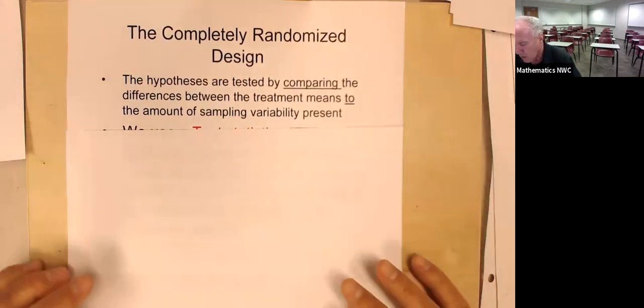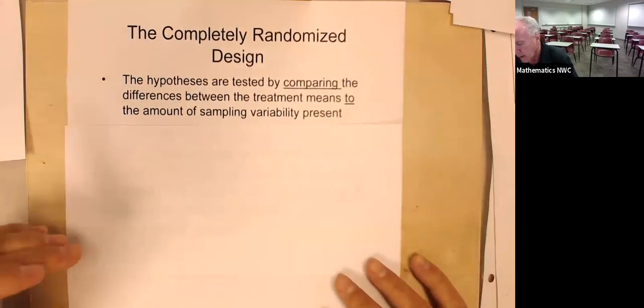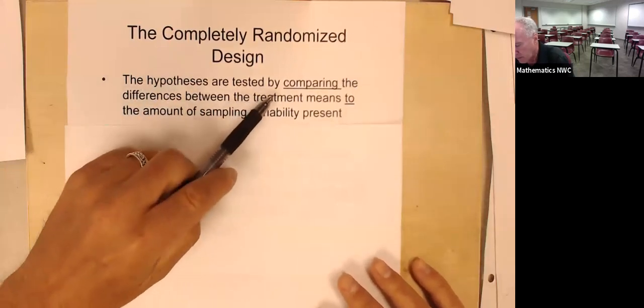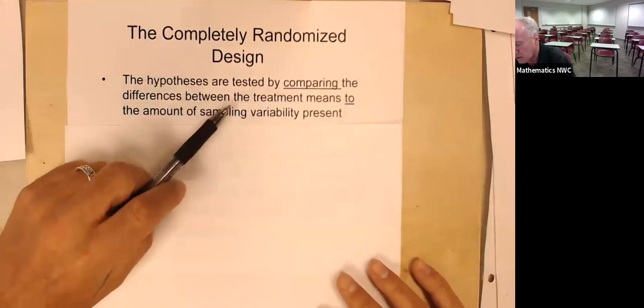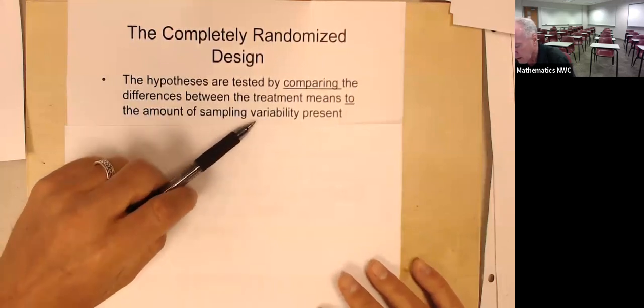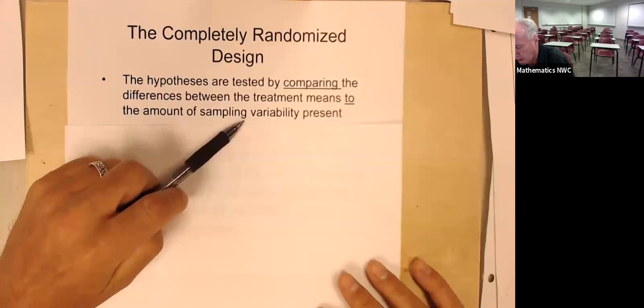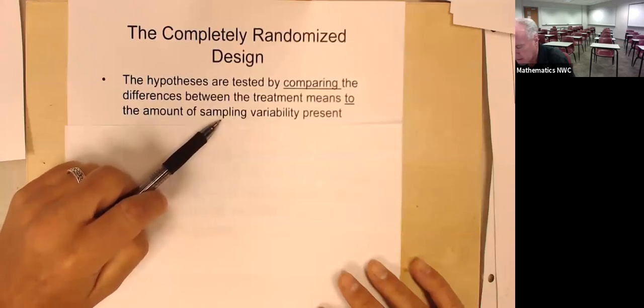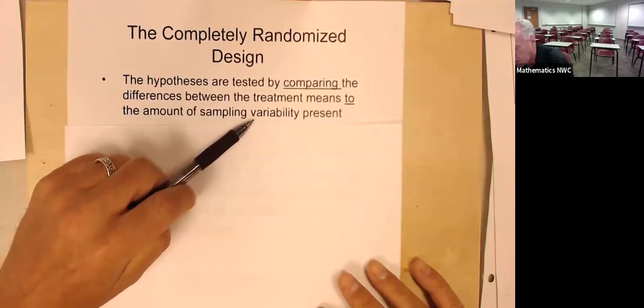When I'm looking at 3 or more means, the test is going to be done by comparing the difference between the means to the amount of sampling variability. That means how much they're spread out. It's also like saying the size of the standard deviation of each group.